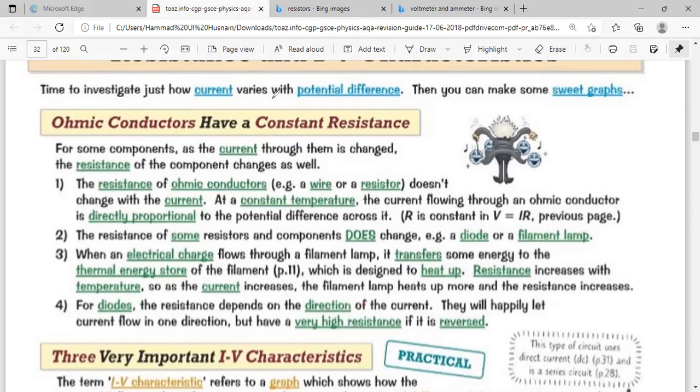Okay, so moving forward to the concept of diodes. For diodes, the resistance depends on the direction of current. They will happily let the current flow in one direction, but have very high resistance if it is reversed. Should I go into the depth of this? Okay, so do you know that we have two types of currents, a direct current and an AC current, alternating current?